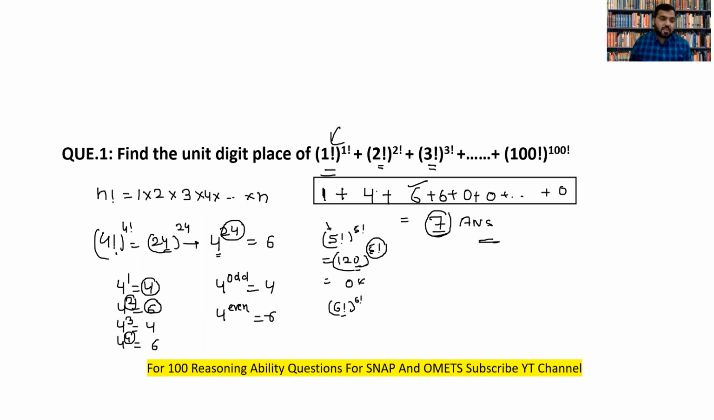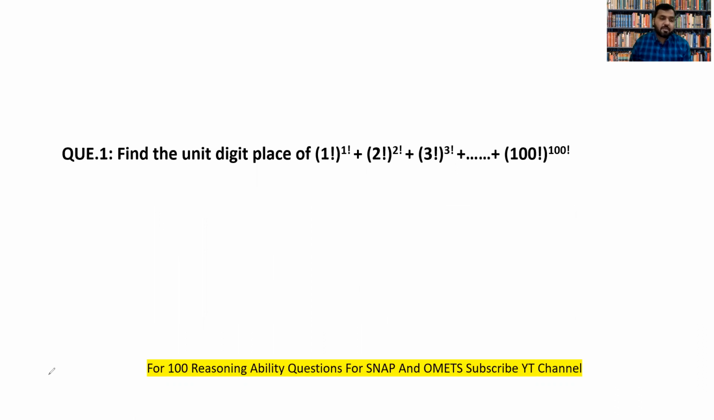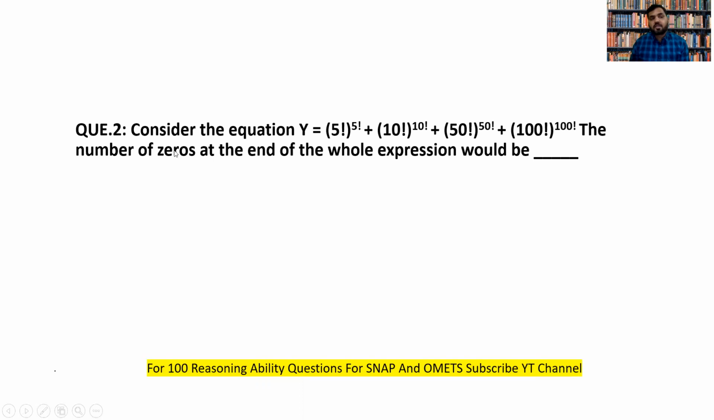Now let me take you to the second question of factorial. All you need to know is a basic of factorial to solve a question like this, right? Now let's move on to question number 2. Here is this question. Consider this equation. We are supposed to find out the number of zeros at the end of this whole expression.